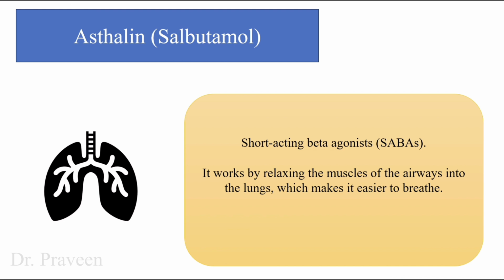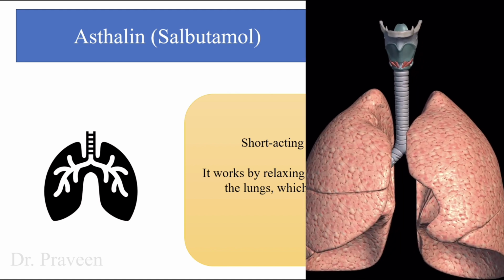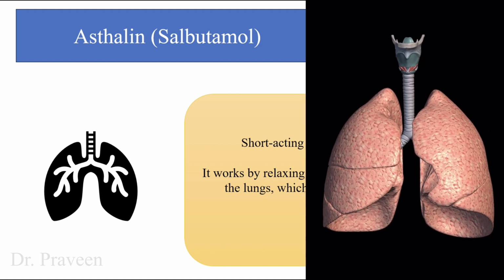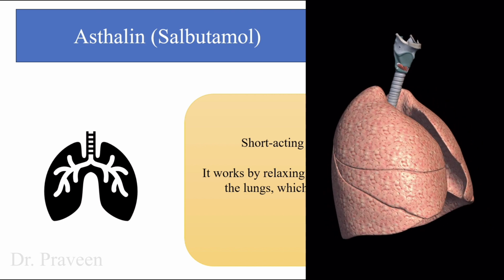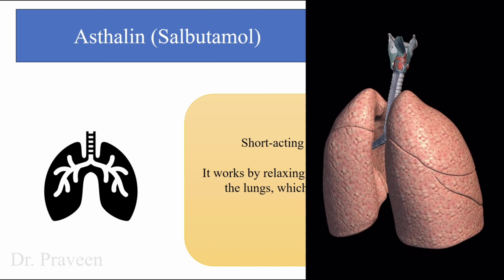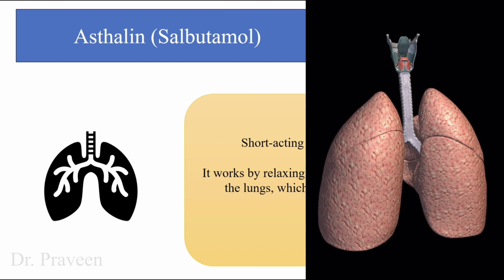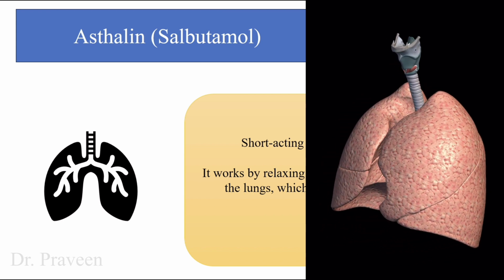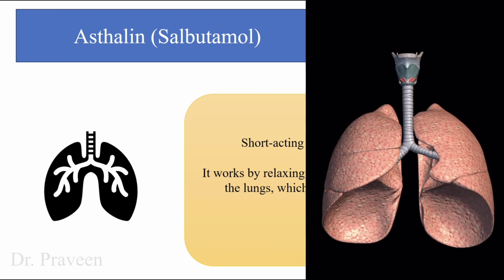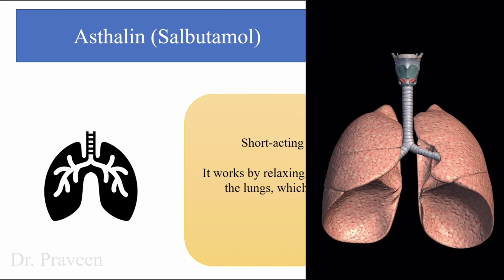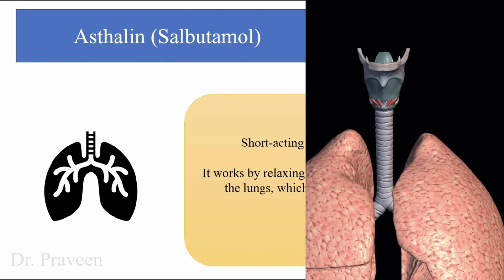The first and most commonly used preparation in nebulization is Asthalin, that is the combination of salbutamol. Salbutamol is a short acting beta agonist. It's a bronchodilator. It works by relaxing the muscles of the airways in the lungs, which makes it easier to breathe. So it's not a causative treatment for asthma, it is just relieving the symptoms, dilating the airway.